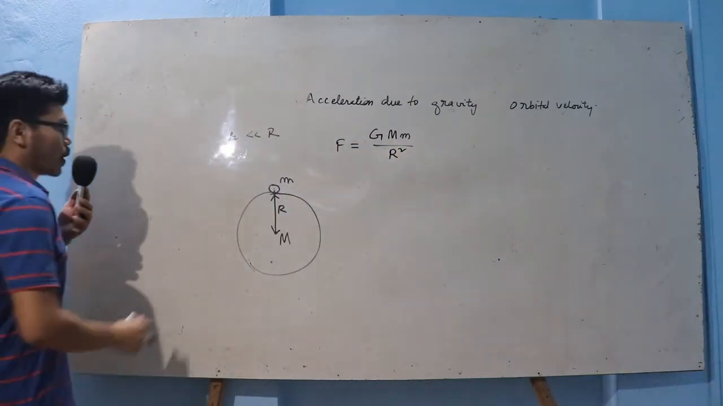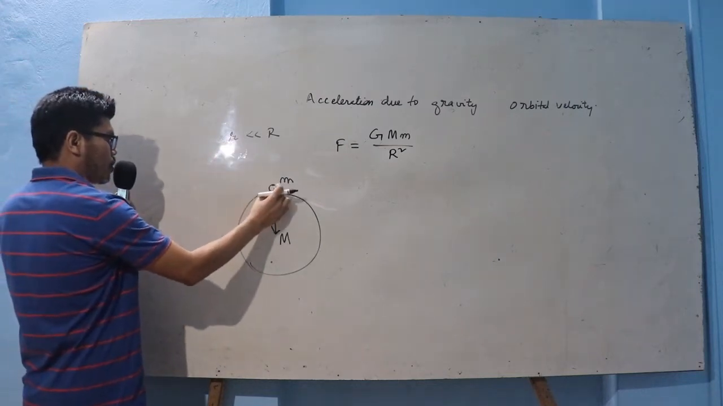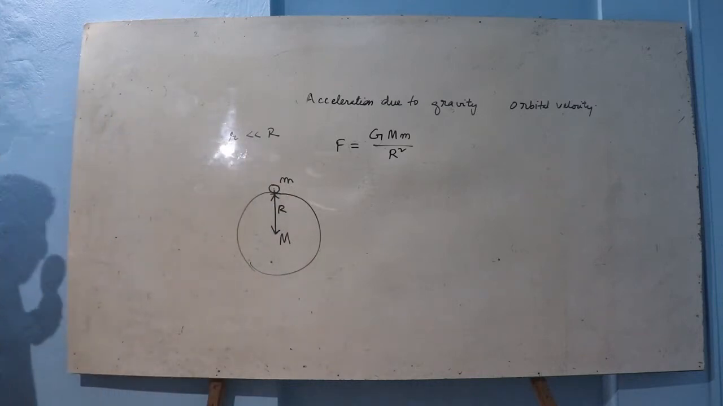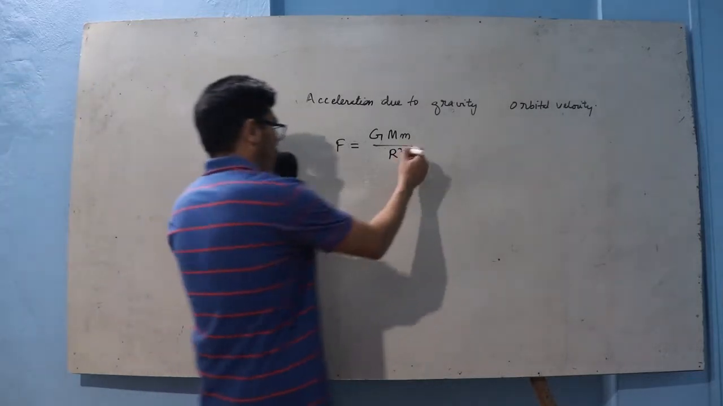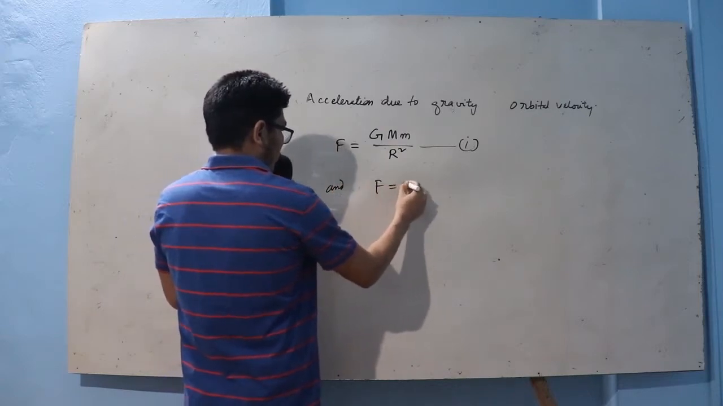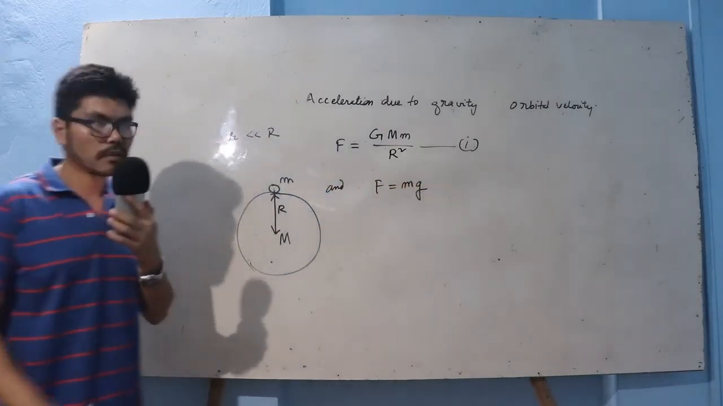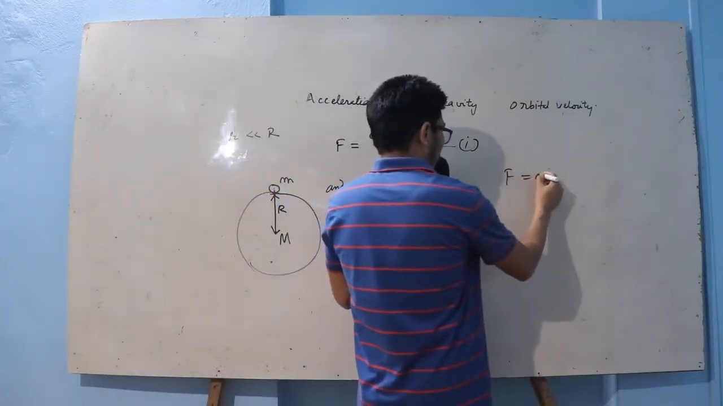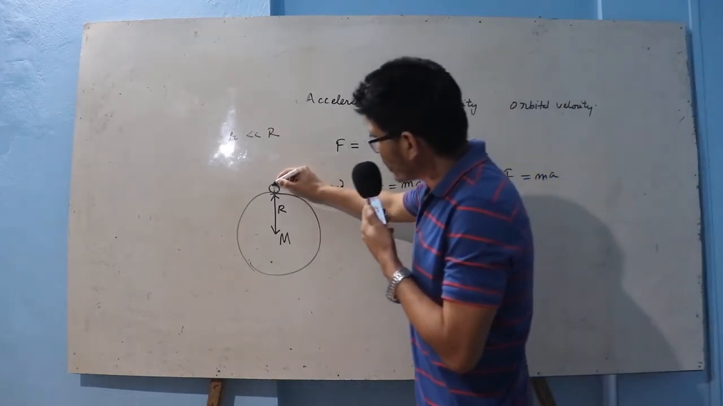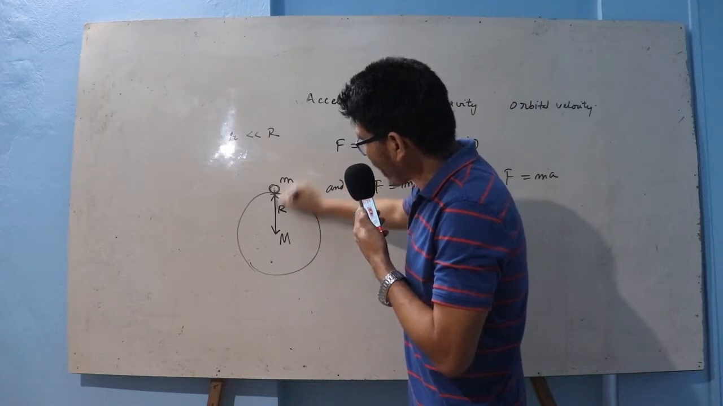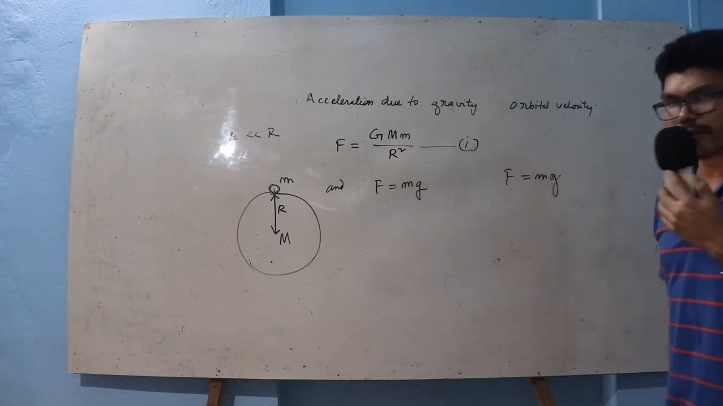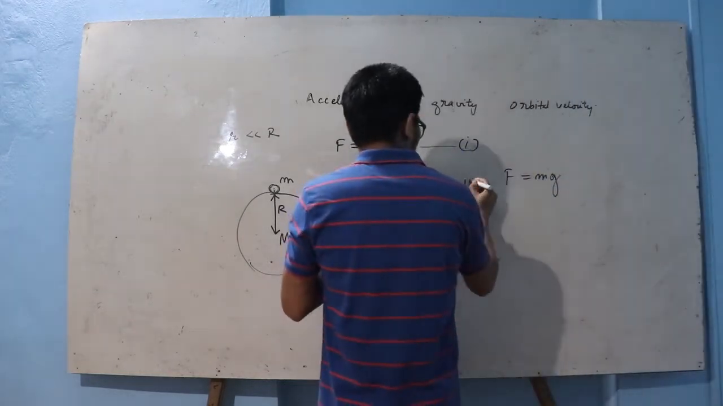I repeat again. We are neglecting the radius of the ball or the body you keep, since the radius is very small compared to the radius of the earth. Let this be equation number 1. And one more, F is equal to m g. This equation comes from the relation F is equal to m a. Force is the product of mass and acceleration. But in our case, this body is under the action of gravity. That's why this acceleration is replaced by acceleration due to gravity. So this is your equation number 2.